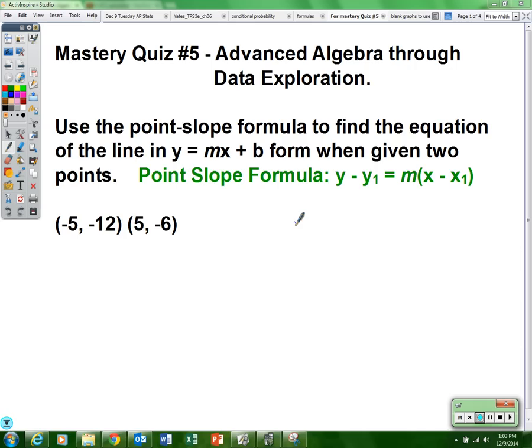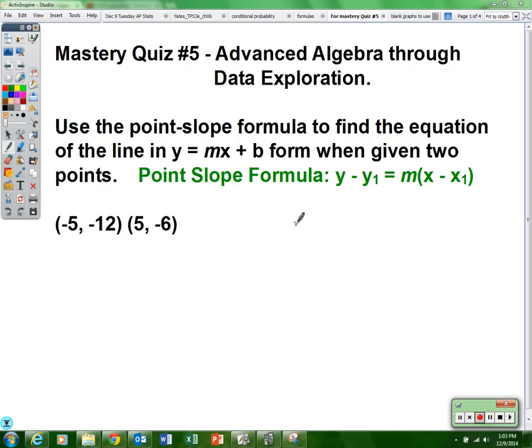Mastery Quiz number 5, Advanced Algebra through Data Exploration. Problem number 1. Use the point-slope formula to find the equation of the line in y equals mx plus b form when given 2 points. Okay, the point-slope formula is given to you.